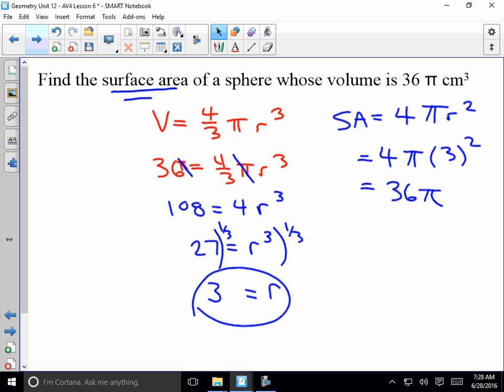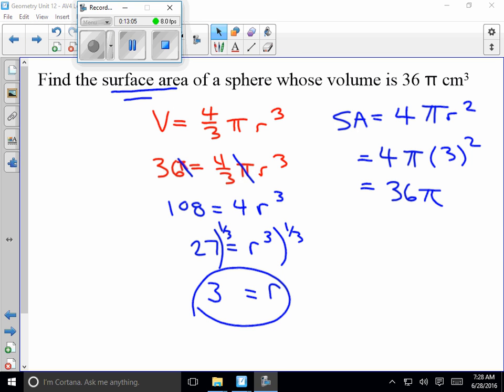And that concludes our lesson for today, looking at the surface area of a sphere and hemisphere and doing some connections to volume. Thank you and have a good day.